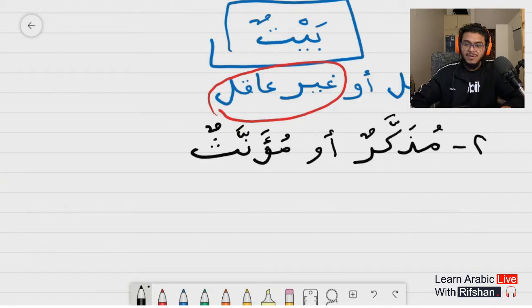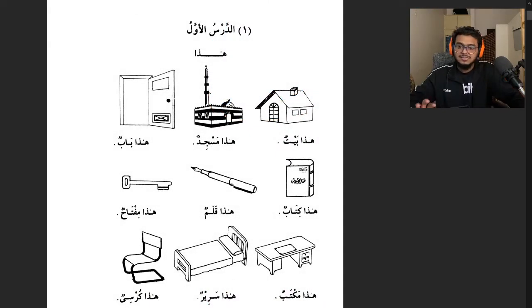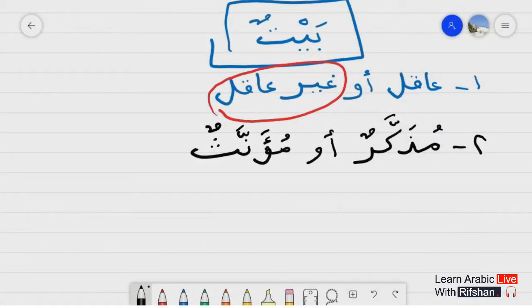Okay, so let's go over that once again. I didn't say what مذكر and مؤنث mean, right? Do you guys know what مذكر and مؤنث mean? مذكر means masculine or male. مؤنث means female.